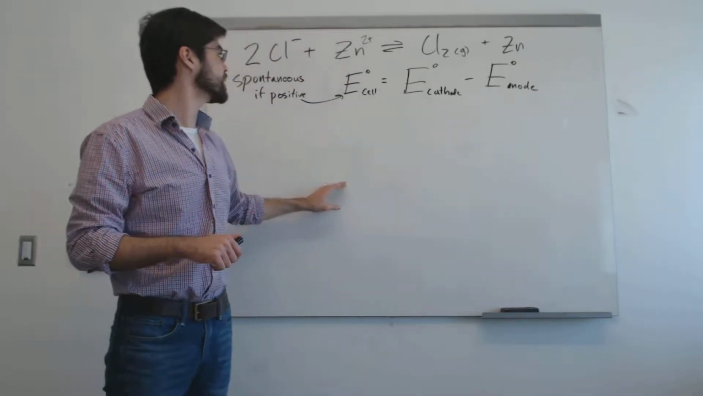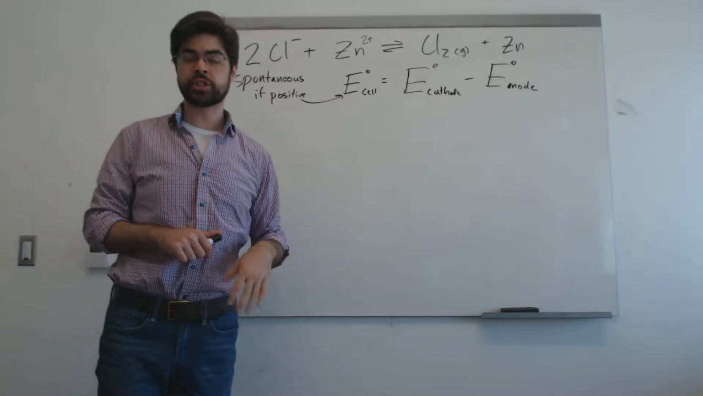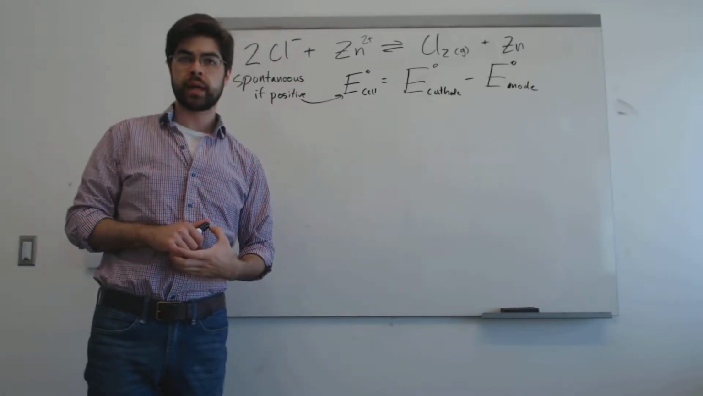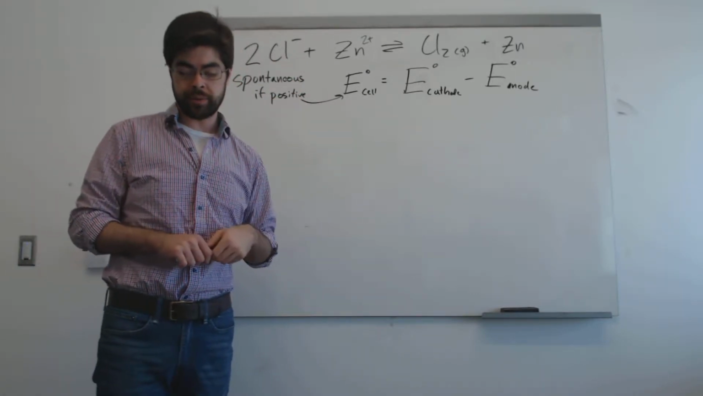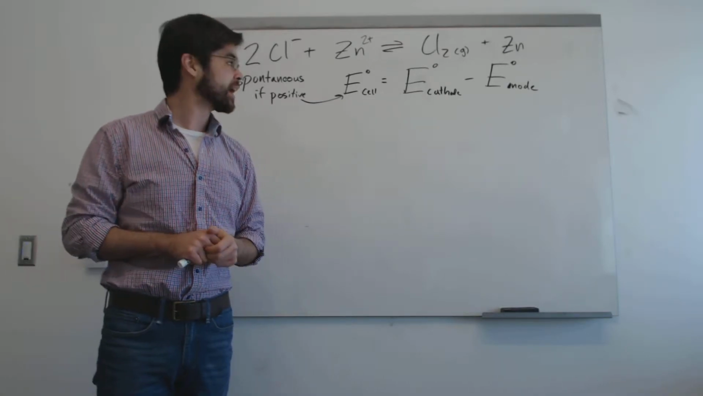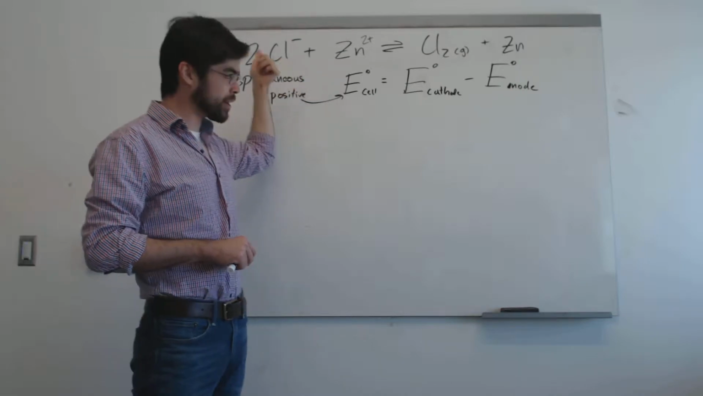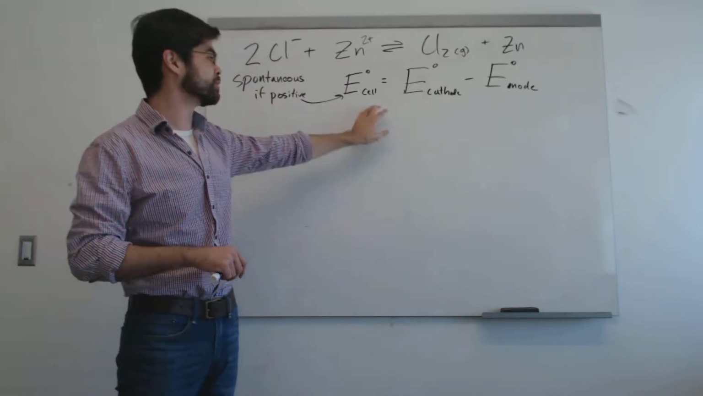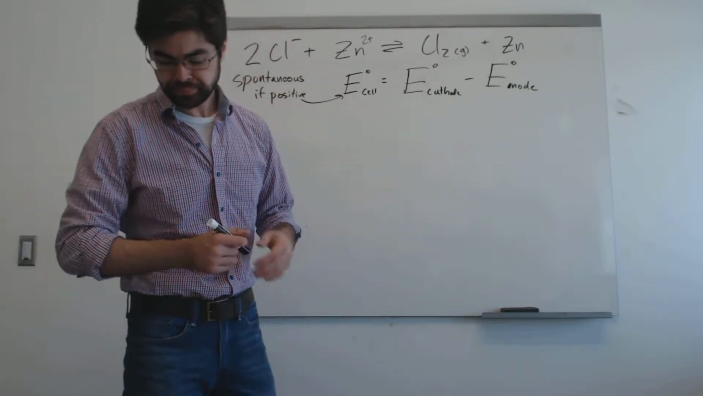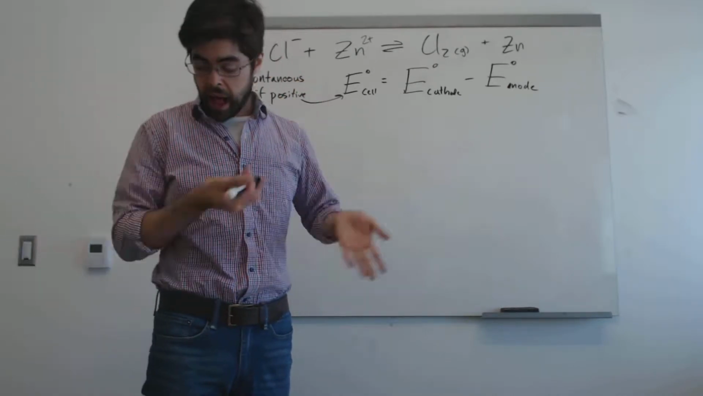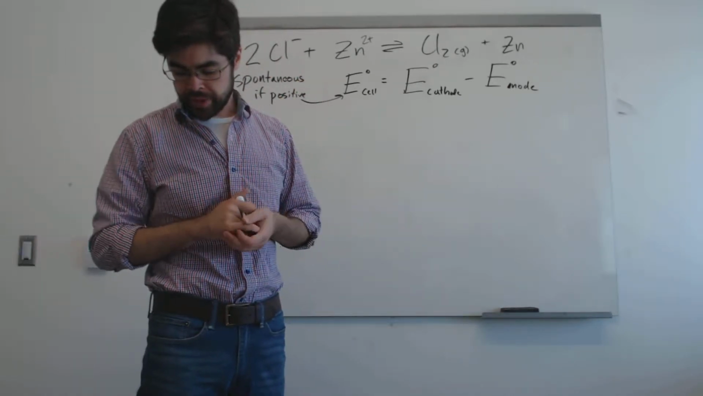So I would say take a minute, see if you can answer this question on your own. Otherwise, pause it and take a stab at it. Again, what we're going to want to do is identify which of these is the cathode, which of them is the anode, and then based upon that, we can figure out the cell potential. So I'm going to work through how I would make that prediction.